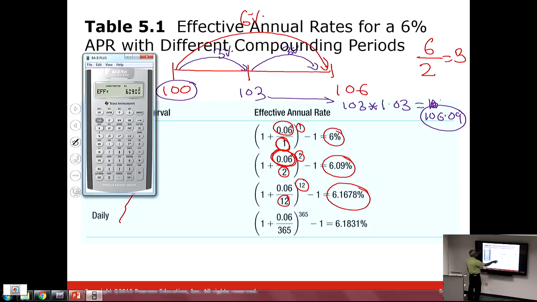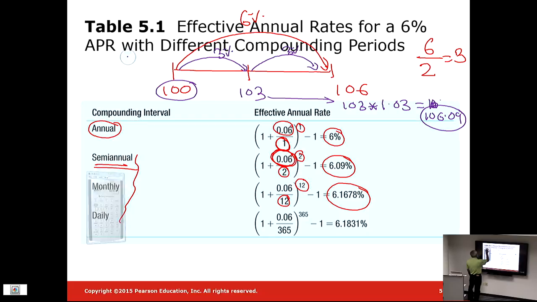So either I can use the formula or I can use the iConvert feature within the financial calculator. Either way, I get the same thing.